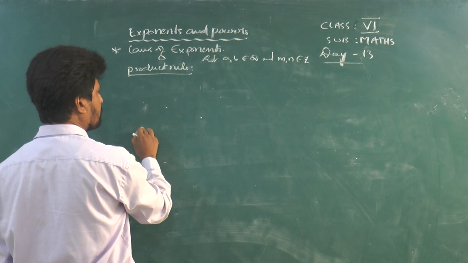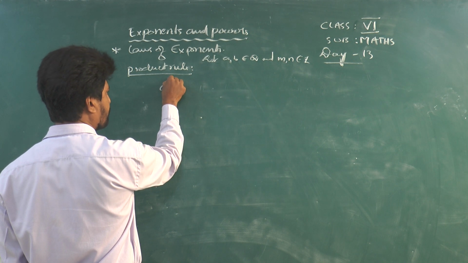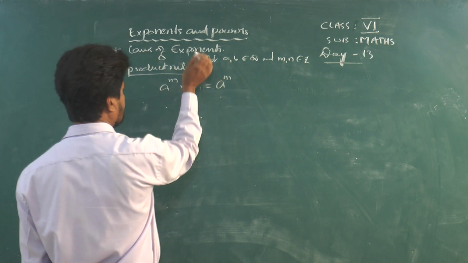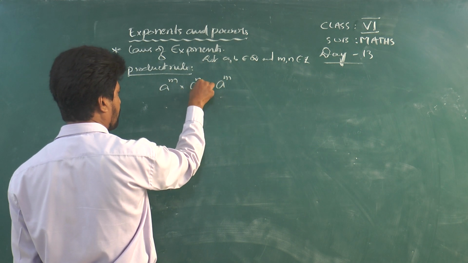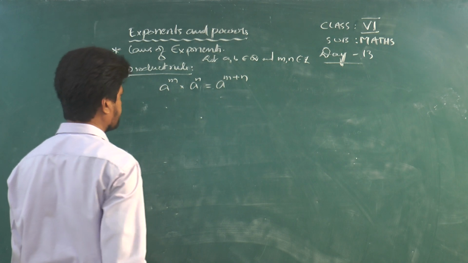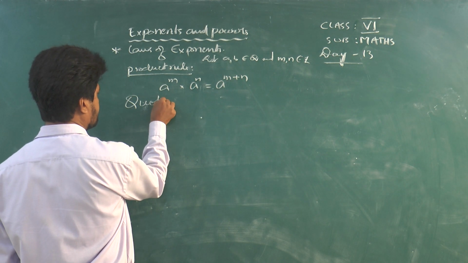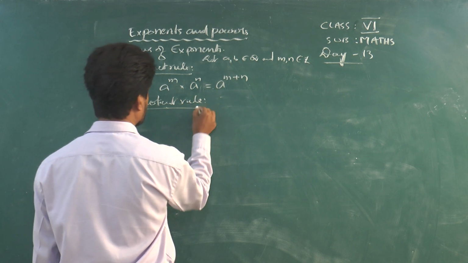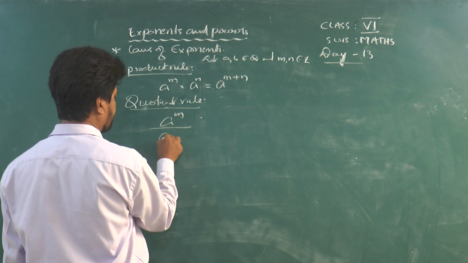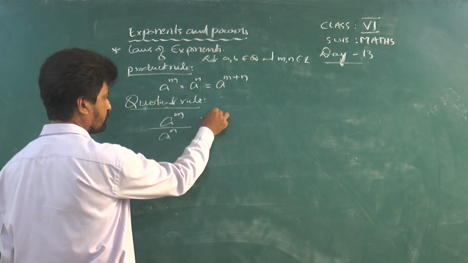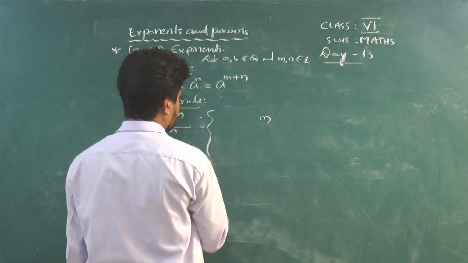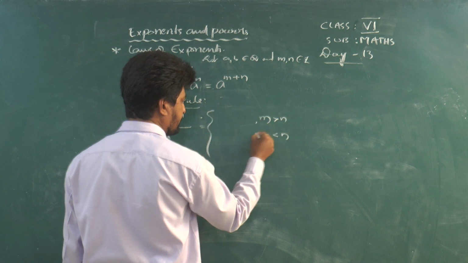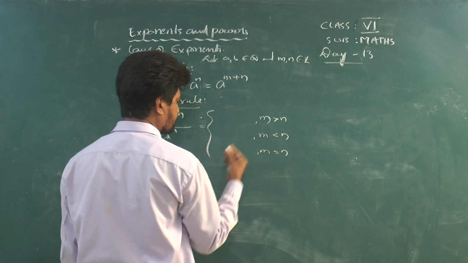Then the product rule explains that a to the power of m into a to the power of n is equal to a to the power of m plus n. And the quotient rule explains that a to the power of m divided by a to the power of n is equal to, see, the exponent in the numerator may be greater than n, may be less than n, and may be equal to n.